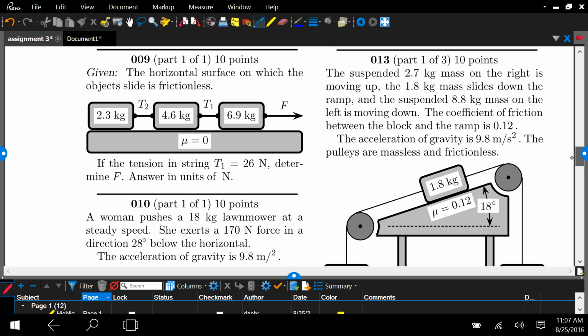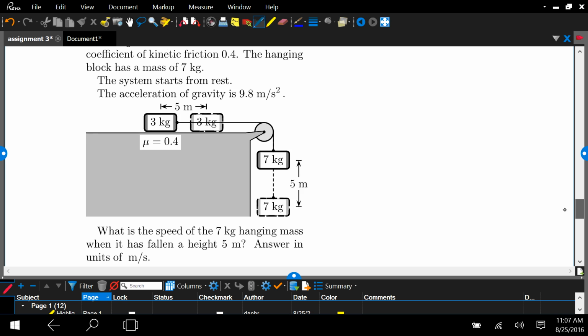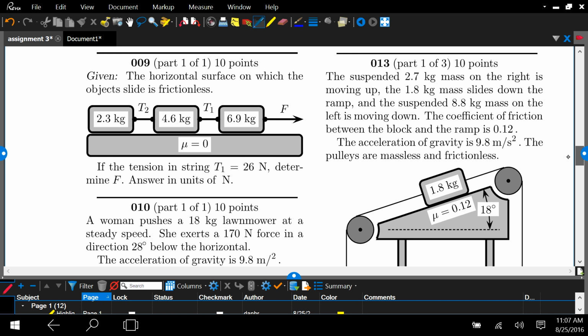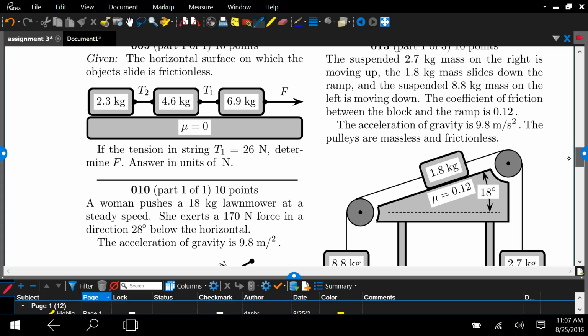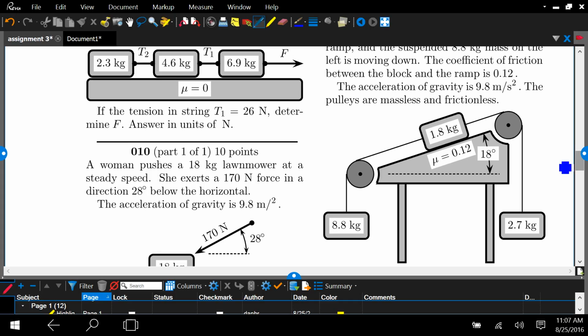Let's look at number 13 because it's pretty complicated. Okay, in fact, it's not the most complicated, perhaps. Maybe it is, but that's a good one to work. So the suspended 2.7 kilogram mass on the right is moving up. Okay, so that's over here. We have a mass, and this mass is ascending or going upward.